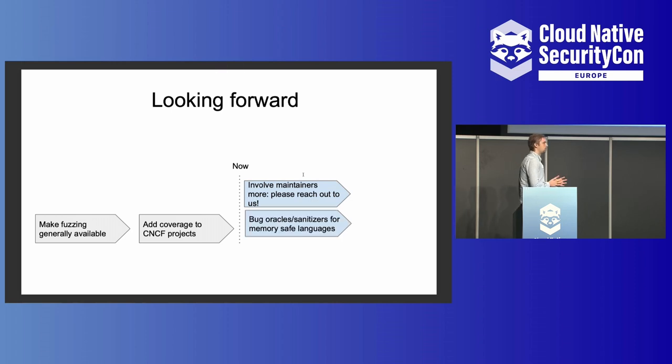Next, we will see more bug oracles and sanitizers for memory-safe languages. There are a bunch of vulnerabilities that fuzzers don't detect. They do detect some, but there are a lot that they don't detect, and we want to find those automatically. We want to mature fuzzing even more based on what has been done now, and that involves involving the community and the maintainers.